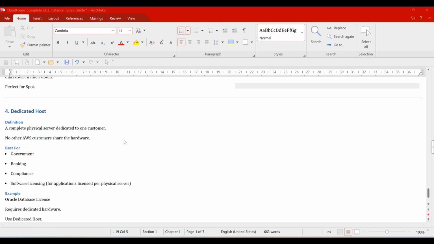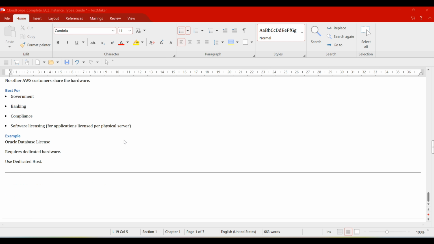Another one is the dedicated host. It's a complete physical server. You will learn about physical servers and virtual servers in the Docker class. This complete server is dedicated to a particular customer, and no other AWS customer can share it. For example, banking related, government related, and compliance related applications. I dedicate this host to a particular application or particular usage only. For these types of servers, you can choose the dedicated host.